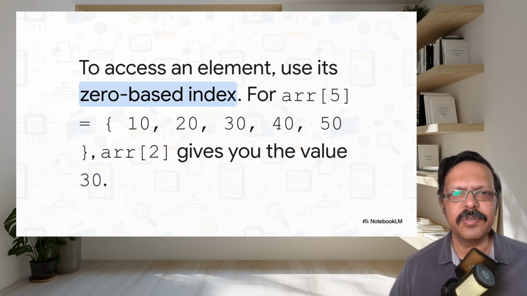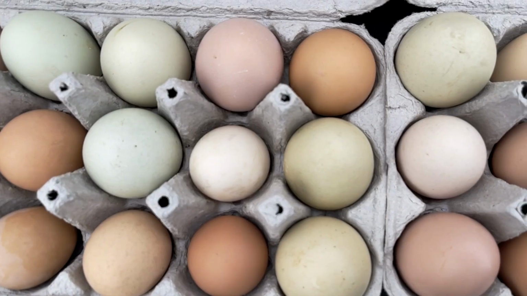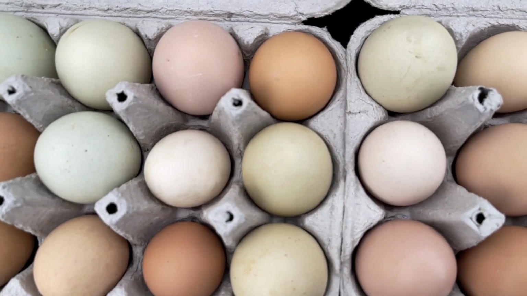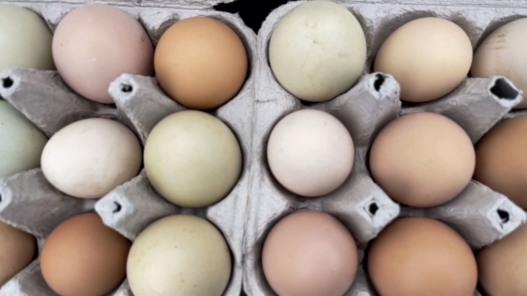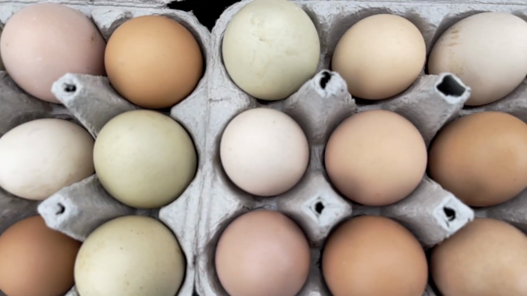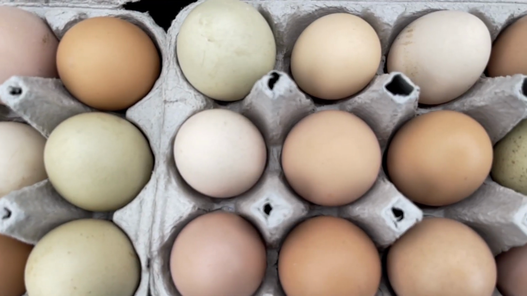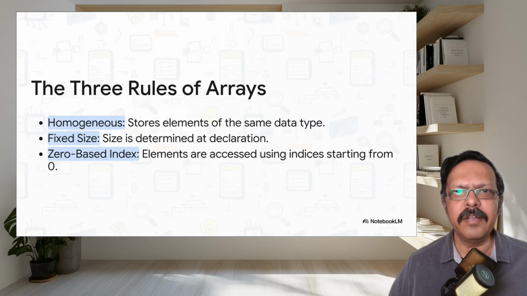So go back to the egg tray. You can see the first place where you can put the egg is 0. The next place is you increment your index by 1, the size of one egg, and you reach the second position. So the index always begins at 0. So these are rules. 3 unbreakable rules: same data type, fixed size, and index always begins at 0.